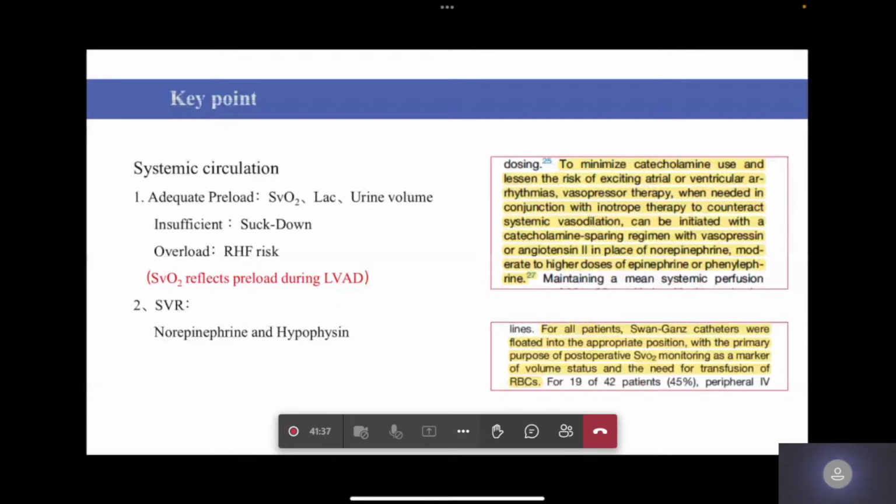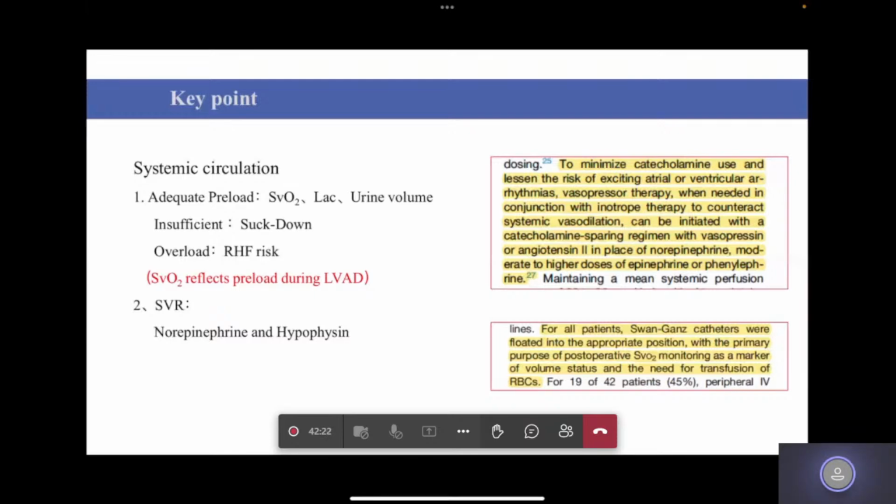So how do we see if the preload is adequate? The mixed venous SpO2, the urine volume and the lactic acid can reflect the preload. If the SpO2 and urine volume decrease and lactic acid increases, it reflects insufficient preload, which might cause the interventricular septum to suck down. It's a very serious side effect that can cause early death in this kind of patient.